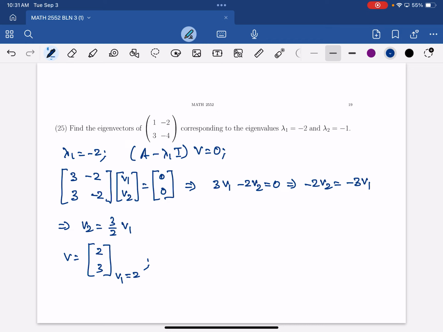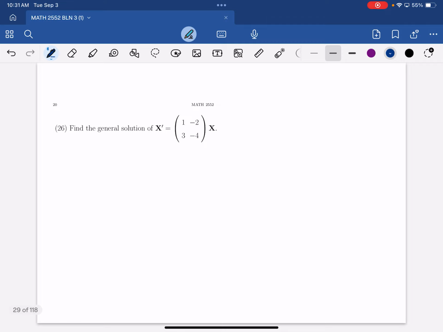Clear? Yes? Is this the way you learned eigenvectors as well? How did you know that v1 was equal to 2? How did I know v1 equals 2? It's not. v1 is a free variable, so v1 can be anything. If v1 is 2, then the eigenvector is that.